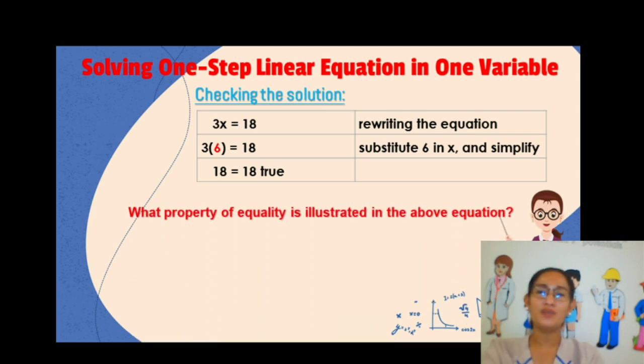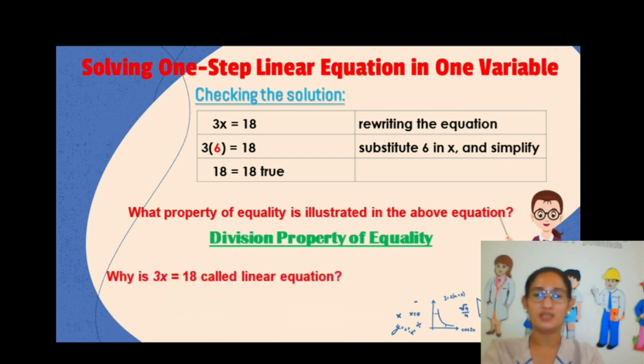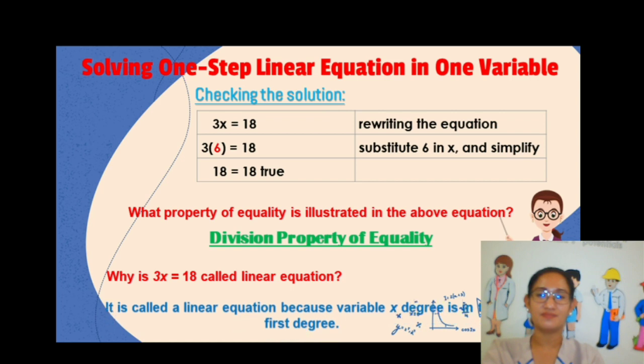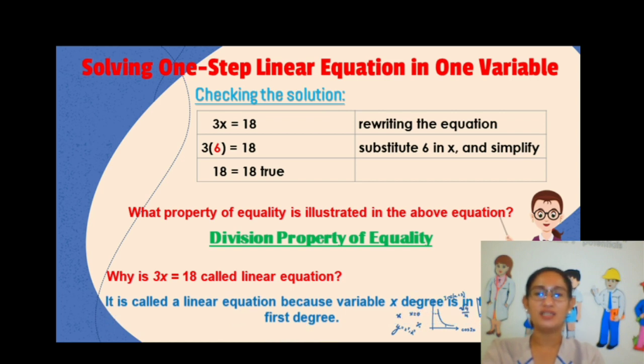What property of equality is illustrated in the above equation? Correct. Division property of equality. Why is 3x equals 18 called a linear equation? It is called a linear equation because variable x is in the first degree.